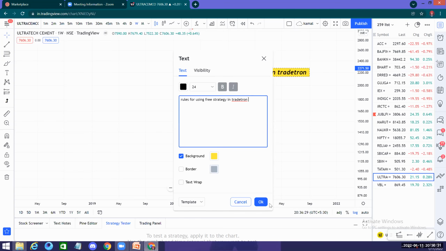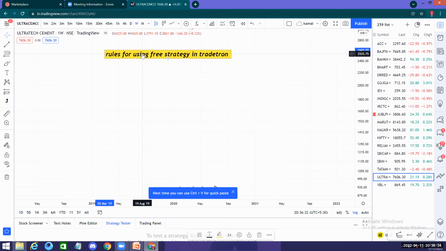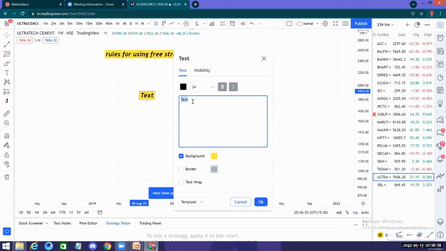Now, this is a rule you should never forget. There is a set pattern of rules which even Tradetron says that you should follow. One is to create a free account.